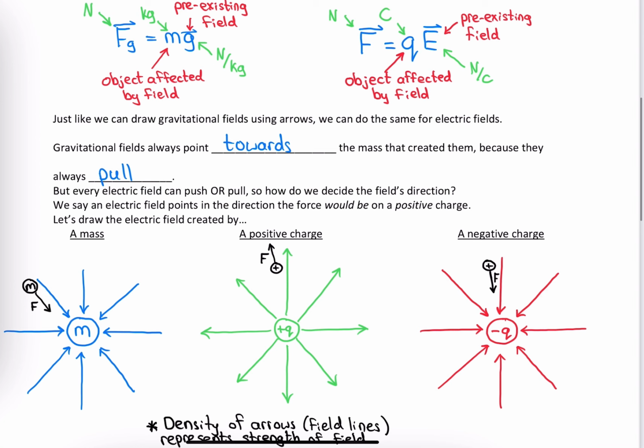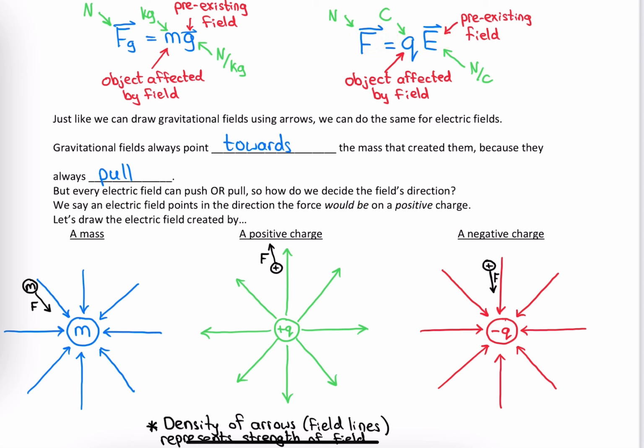Now, what happens if we were to have a negative charge in this field? Well, remember our formula up here. If Q is positive, then force will have the same direction as electric field. If Q is negative, then force will be in the opposite direction as the electric field. So if, for example, the electric field is up, and then I multiply that by a negative number, that means my force will be down.